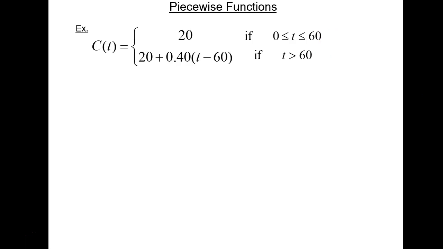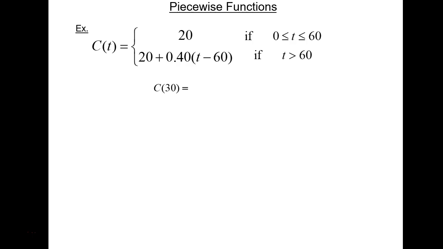This example, they're giving us a function, they're calling it c of t, and they're saying if the t value, the independent variable, is between 0 and 60, then we're just going to default to the constant function 20. If the t value we're working with is greater than 60, then we're going to use this function, this 20 plus 0.40 times t minus 60. We're not going to do any graphing with this, but we will be asked to evaluate some of these.